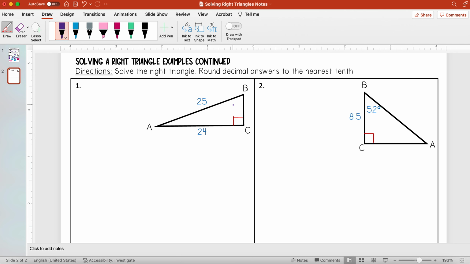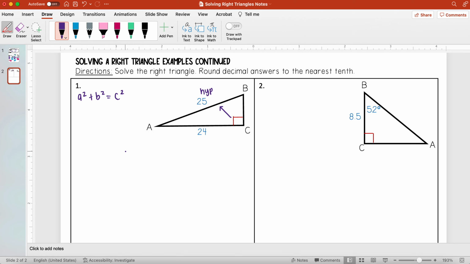And so looking at this, remember whenever we're given two side lengths, to find that third side length, we can use our Pythagorean theorem. And so the Pythagorean theorem tells us that a squared plus b squared is equal to c squared, where my c is my hypotenuse. So I'm going to first label my hypotenuse in this right triangle. Well, I know the hypotenuse is opposite of my right angle, so that means that 25 is my hypotenuse.